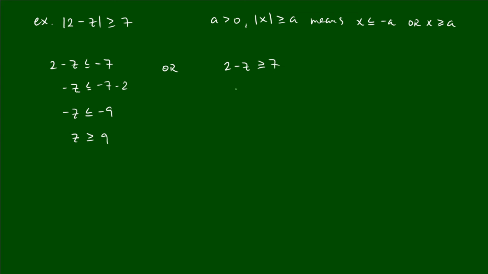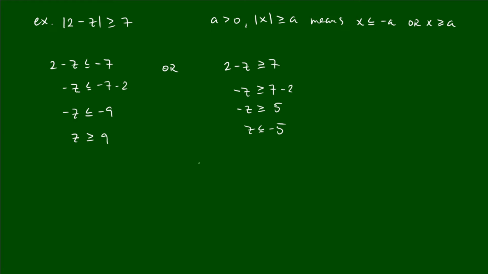and on the right here you're going to have something similar. You're going to have minus z is greater than 7 minus 2. Alright, so that's going to be minus z greater than or equal to 5, and multiply by negative 1, and you change the direction of the inequality, so you have z is less than or equal to minus 5. Alright, so either z is greater than or equal to 9, or z is less than or equal to minus 5.